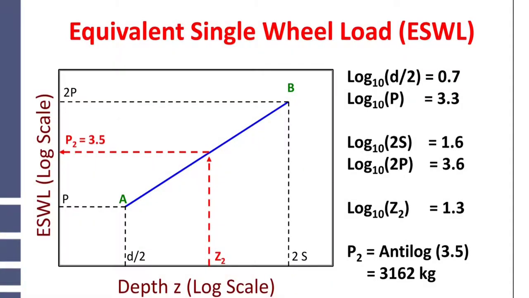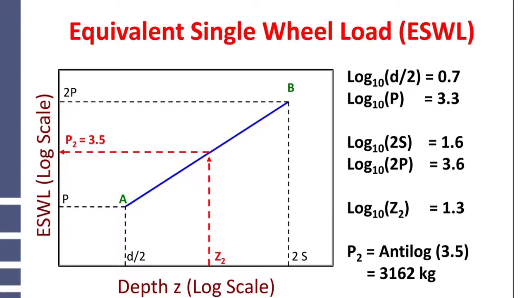I hope the things are clear. What steps had we followed? First, we take either a log graph. If you are taking a log graph, I'll directly take the d by 2, P values and mark A, and similarly for B the 2S and 2P values, and mark the B value. You will join line AB, then at the corresponding depths on the x-axis, 5 centimeter, 20 centimeter and 40 centimeter, wherever it cuts line AB, the corresponding value on the y-axis will be your ESWL.